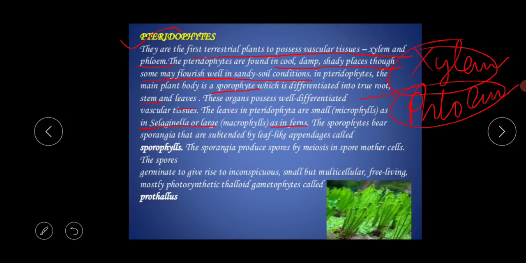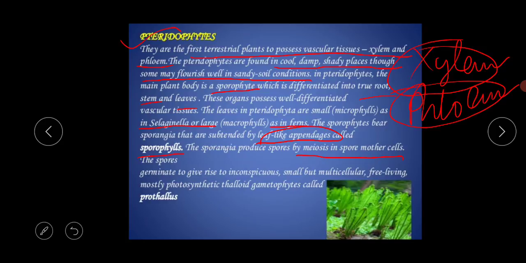After that, the sporophytes bear sporangia that are subtended by leaf-like appendages called sporophylls. So one leaf-like appendage is there, that's called the sporophyll. These things are important for your MCQ examination, that what is the basic meaning of the sporophyll. These sporangia produce spores by meiosis in spore mother cells.